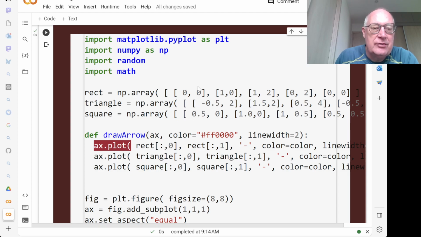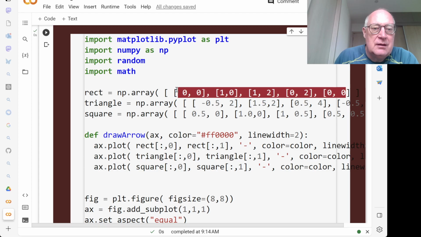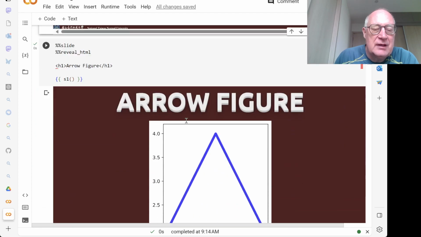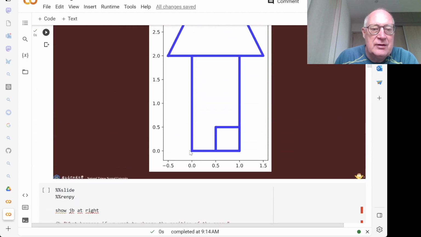The coordinates of those give 0, 0, which is the origin. And at the moment we're still drawing in 2D only. Then 1, 0, 1, 2, 0, 2, 0, 0. So if you look at the figure, then this is here 0, 0, 1, 0, 1, 2, 0, 2, and 0, 0. To go back, if I draw lines between those 5 points, then I get this rectangle.